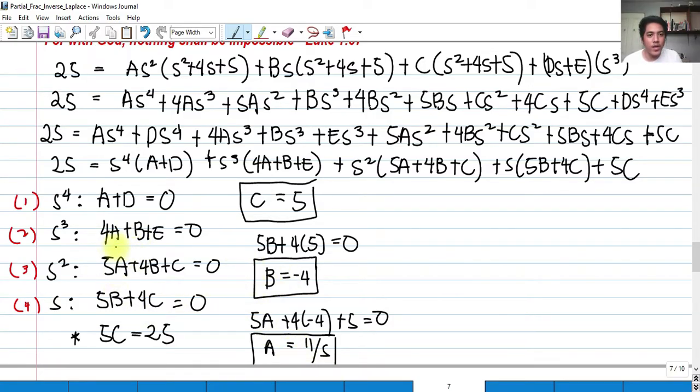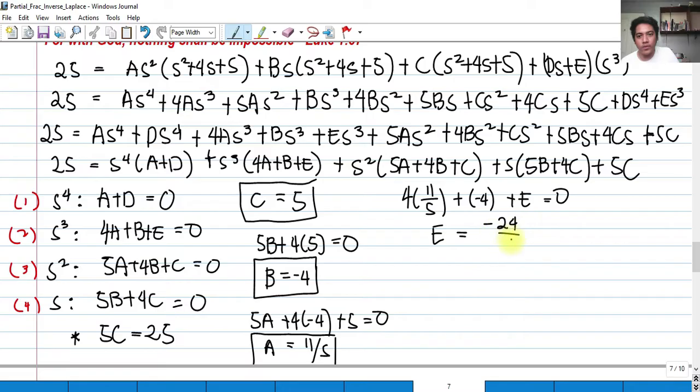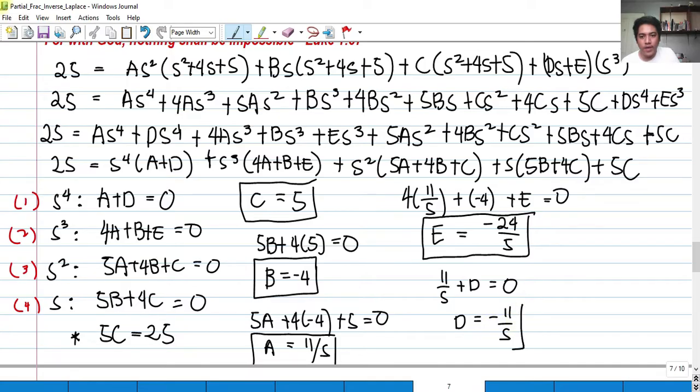Then substitute the values of a and b in our second equation. So we have 4 times 11 over 5 plus the b, which is minus 4, plus e is equal to 0. We can get e by solving this equation, and it turns out we get negative 24 over 5. And finally, we can get the value of d by substituting into our first equation. So we have a is 11 over 5 plus d is equal to 0. Therefore, d is equal to negative 11 over 5.